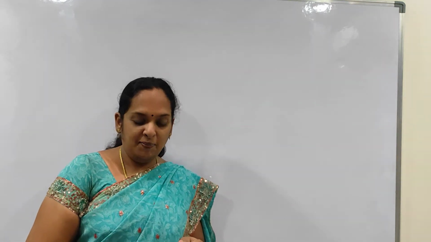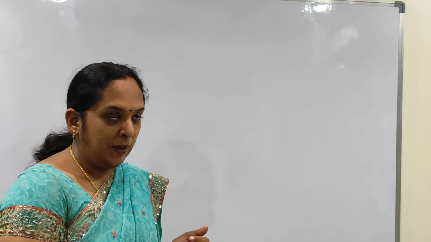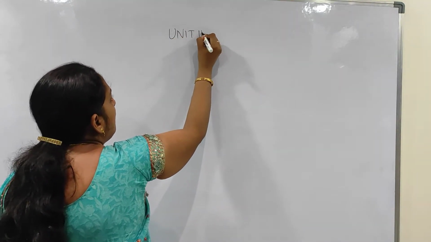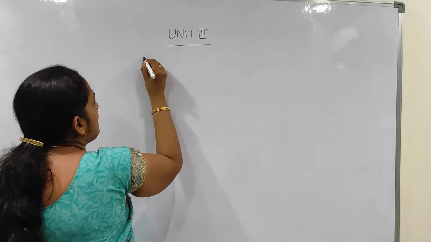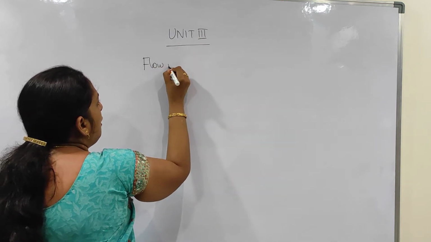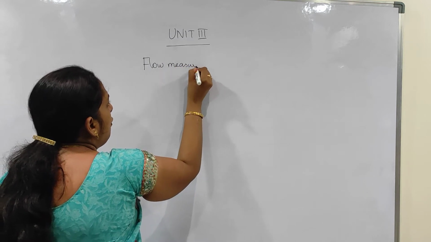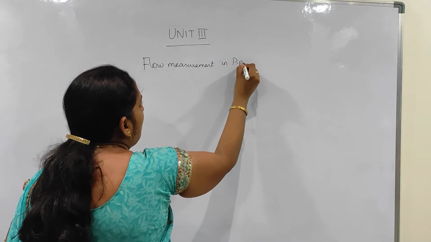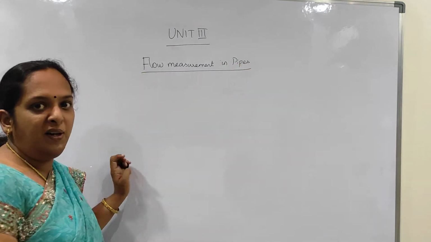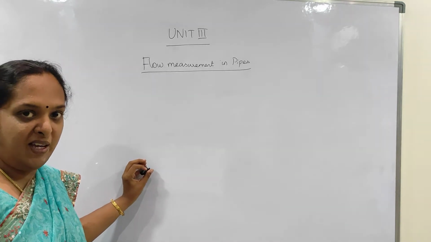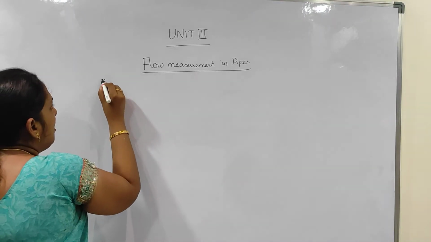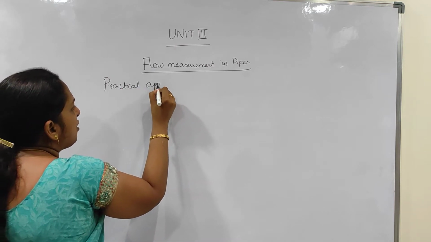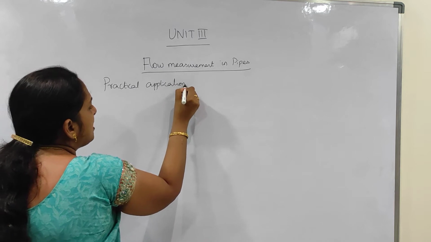Welcome back, students. Today we are going to pass on to unit 3, where we are going to see about the flow measurement in pipes. So how could we measure the flow in pipes? This is done with the help of Bernoulli's equation, which we have seen in our previous chapter. Now we are going to see the practical applications of this Bernoulli's equation.